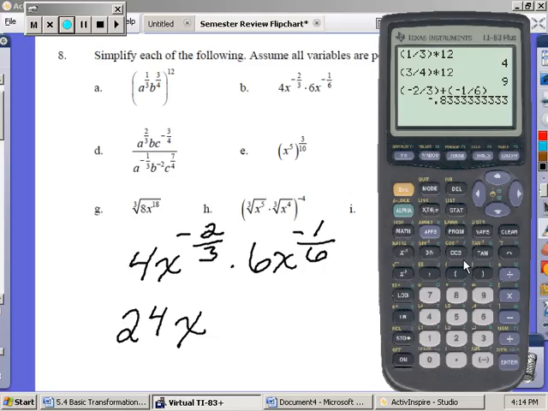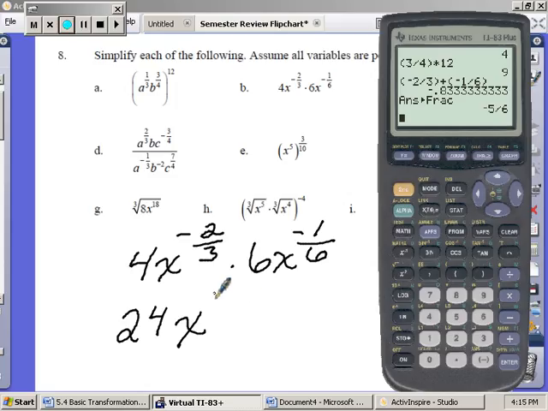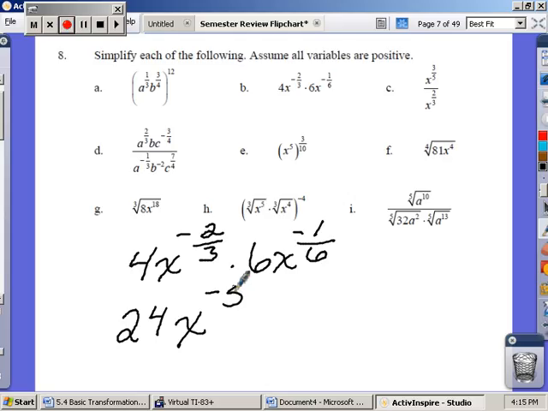Press enter. You need it as a fraction. Go to math, enter, enter. 5/6. A negative 5/6. I can't have negative exponents, so I'm going to write it as 24 over x to the 5/6.